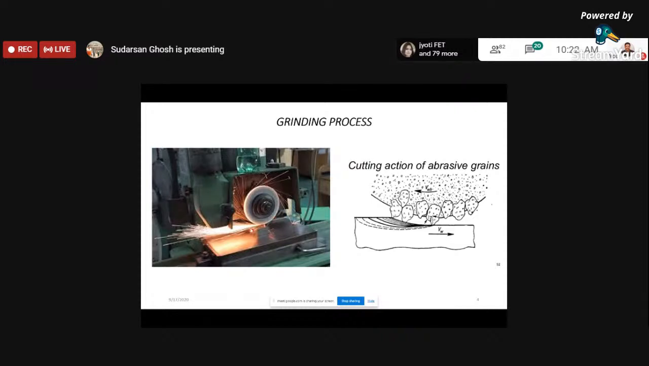And why does such melting or such high temperature happen in the grinding process? A quick recollection of that. If you see this schematic diagram on the right hand side, you can understand that here, instead of cutting tools, you have the grits. These grits do not have the requisite shape. That is the reason why there is a high heat generation, because the shape is not there.